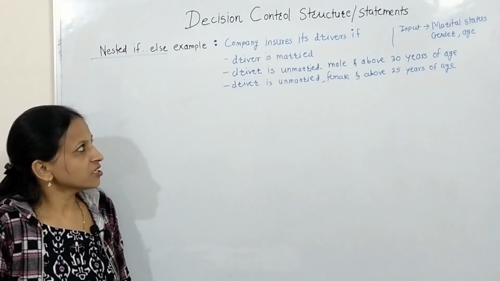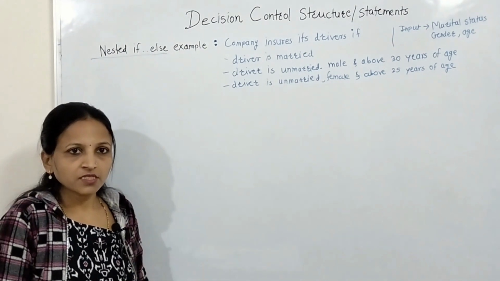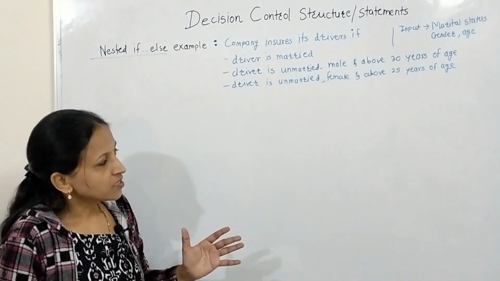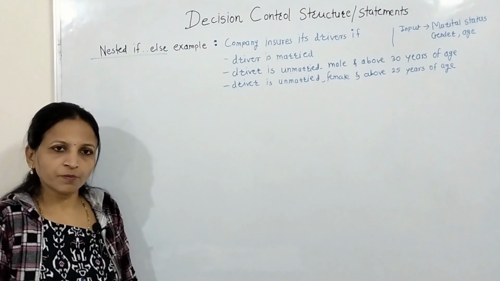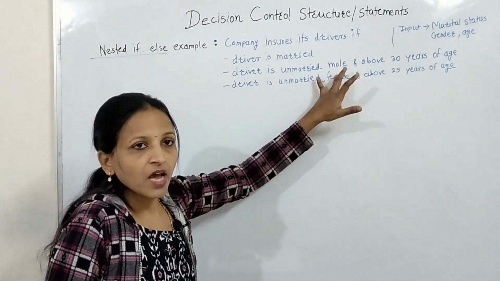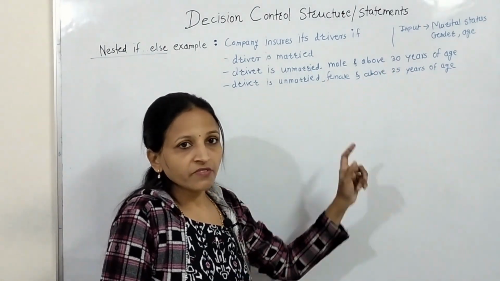What is the problem here? See, a company is providing insurance to its drivers in some cases. If the driver is married, then the company will definitely provide insurance. If the driver is unmarried, male, and age is above 30 years, then the company will provide insurance.